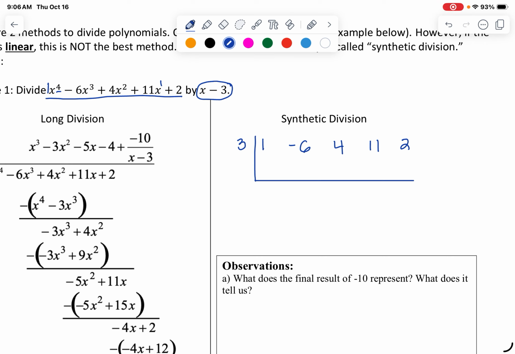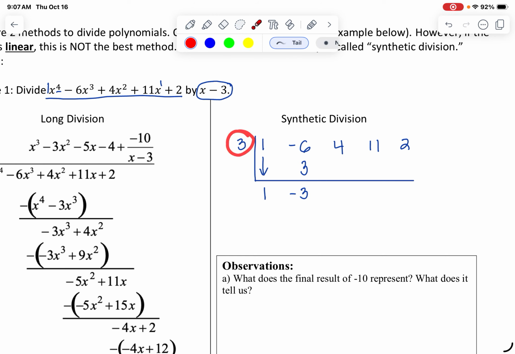Okay, so here's how synthetic division works. The first thing you're going to do is drop this number, and that's a 1. It can be any number, just the lead coefficient, right? And now what synthetic division involves is multiplying and adding. That's it. So you're going to multiply these two numbers. So 3 times 1 is 3. You're going to write that right here. And then you're going to add these two numbers. -6 and 3 is -3. And then you're just going to repeat the process until you're done, okay?